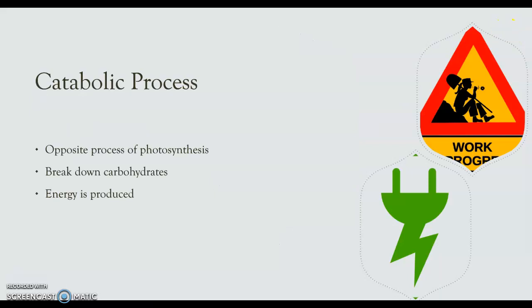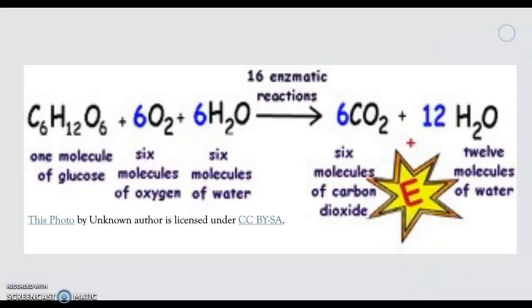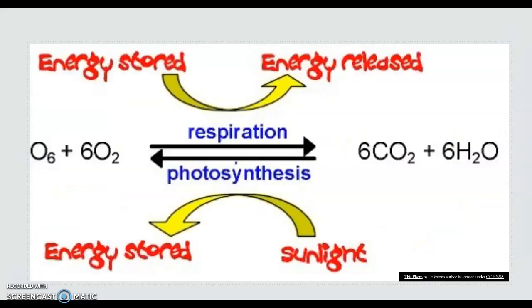Cellular respiration is catabolic and is the opposite process of photosynthesis. Instead of creating carbohydrate molecules, it breaks them down, and in this process, energy is produced. The cellular respiration equation looks like this. You can see how it has the opposite appearance of photosynthesis.